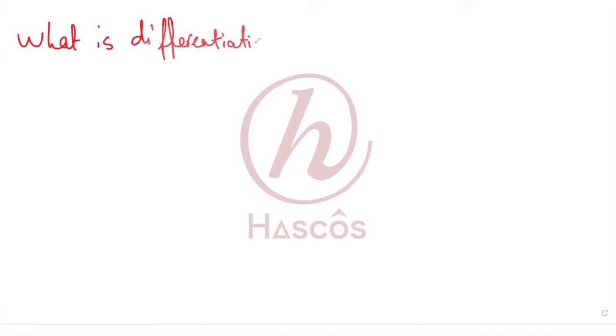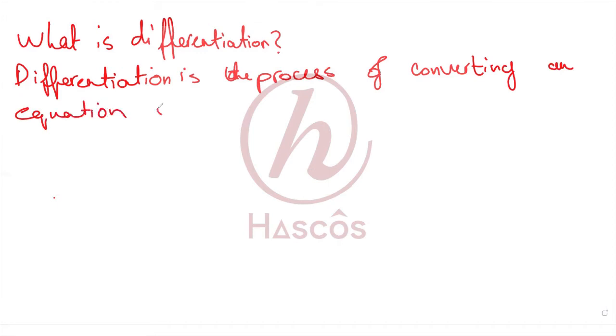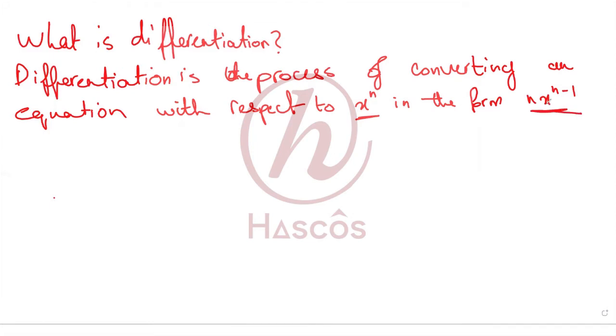So what is differentiation? Differentiation is the process of converting an equation with respect to x, x to the power of n, in the form nx^(n-1). So this form we converted into this form.